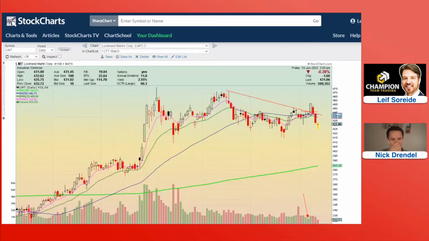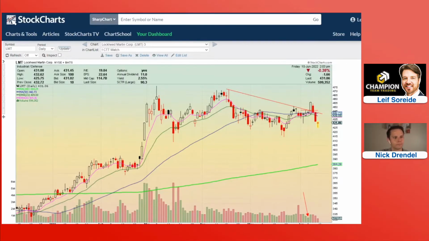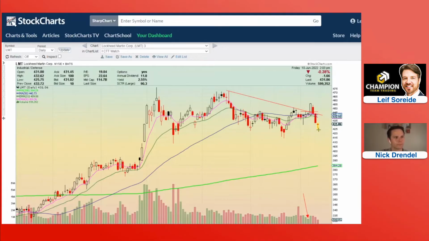Same with LMT. Pretty perfect base here, a nice little undercut on the end and tight action. It's got that VCP to it with the average true range contracting. I don't have that on the chart for some reason, but overall this diagonal broke with the horizontal. Everything worked out, and boom, just back to the even buy point.